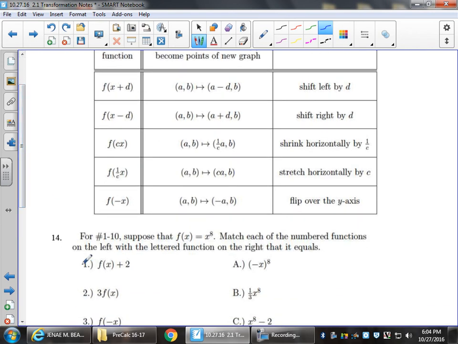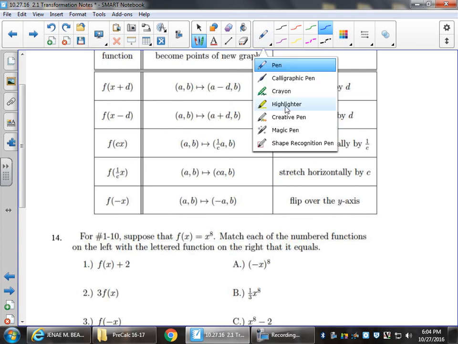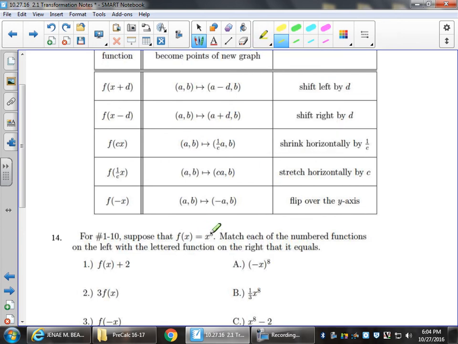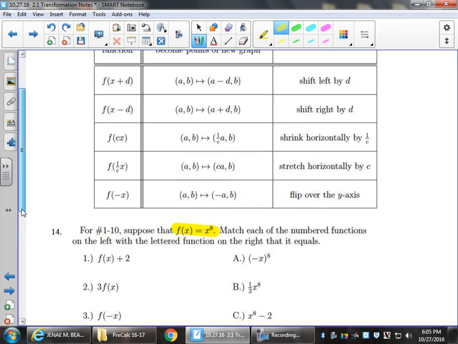So for example, number 1, the directions for this section say, for 1 through 10, suppose that we have this function. This is given to us. f of x equals x to the 8th. Match each of the numbered functions on the left with the lettered function on the right that it equals. So you're matching the left column with the right column. For the moment, I know some of us are like, what? There's an exponent. It's an 8. We haven't looked at that. Don't worry about that right now. Just consider what we have written here and what we know this means.